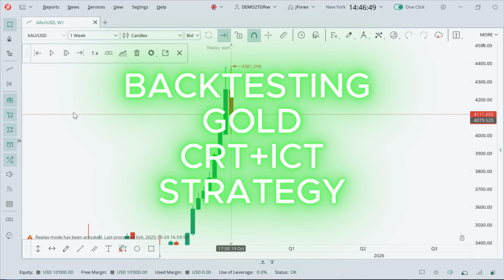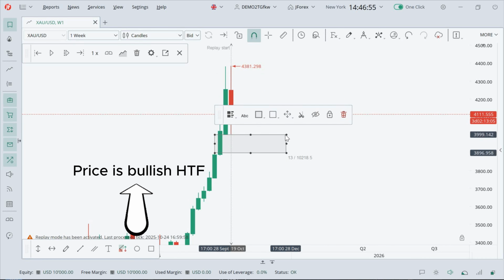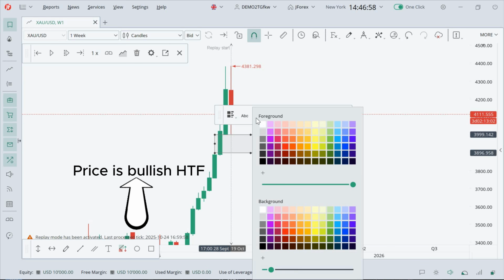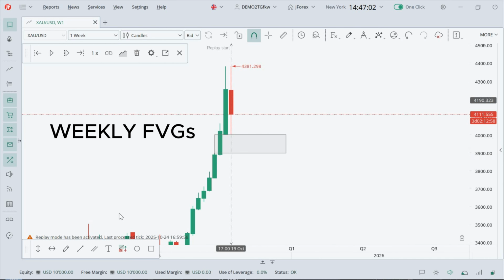So today we're gonna backtest gold using the CRT plus ICT strategy. Okay, so the price is bullish in the higher time frame, that is the weekly time frame. We have those weekly fair value gaps there.